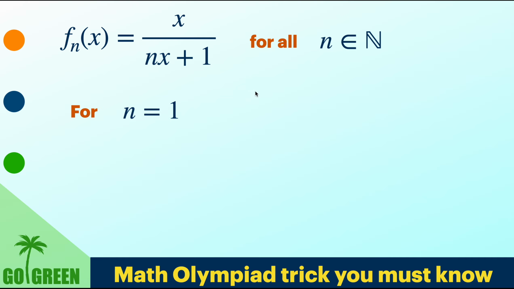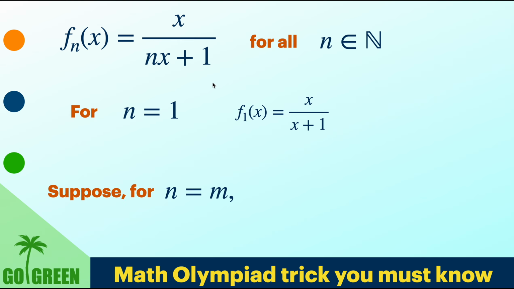What is the first thing? The base case: for n equal to 1, this is true, right? Because f1(x) is x over 1 times x plus 1, which is true. And similarly, we have also seen that f2(x) is x over 2x plus 1, and f3(x) is x over 3x plus 1. So for n equal to 1, 2, 3, for all these values, it is true that fn(x) is x over nx plus 1.